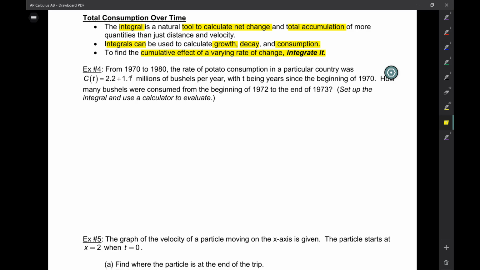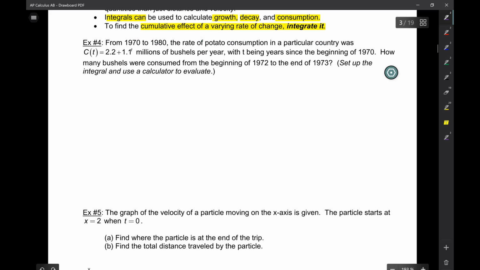All right. From 1970 to 1980, in those 10 years, the rate of potato consumption in a particular country was, because for somebody it was super important to calculate how much potatoes were being consumed per year, 2.2 plus 1.1 to the power of t. That was the rate of change.